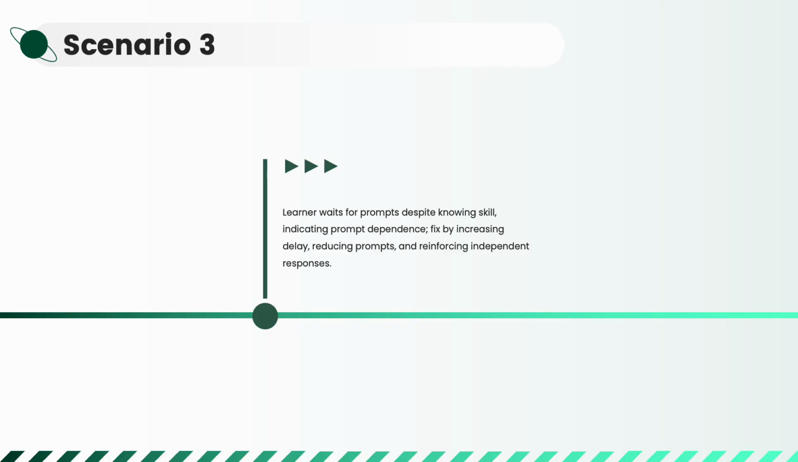A big mistake here is continuing to prompt the same way. That maintains the problem. What I would say as a BCBA is we need to give them more time and stop jumping in so quickly. They know this skill. Your takeaway for this scenario is that prompt dependence is about reducing prompts, increasing wait time, and reinforcing independence to get over that prompt dependency.